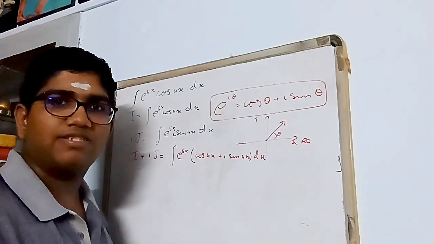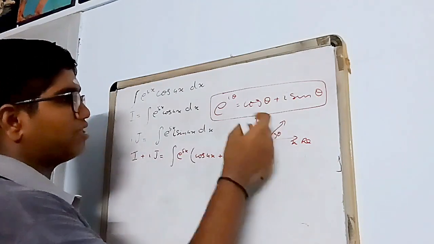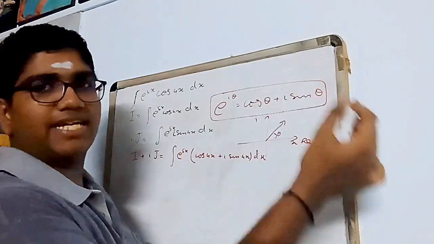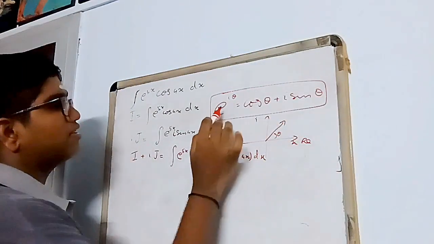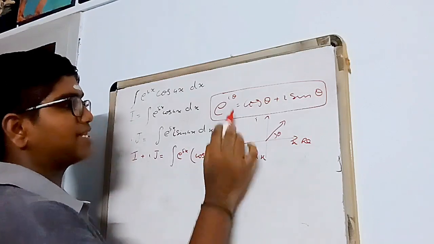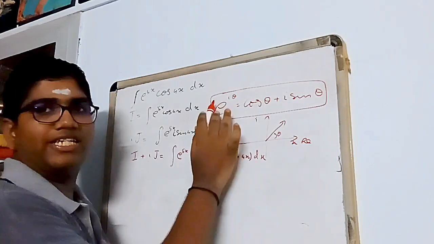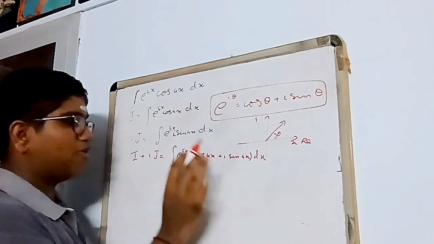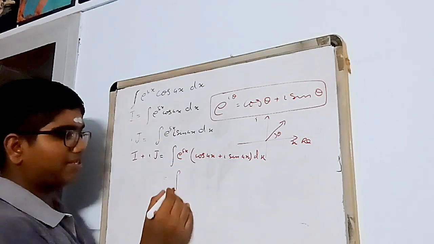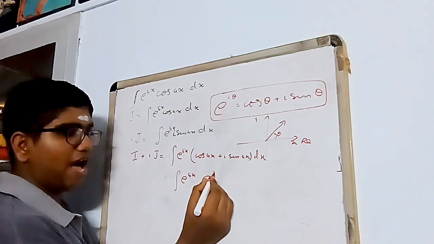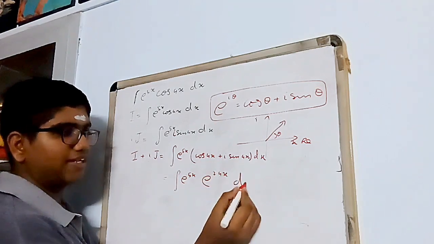The interesting part is that in this question, if you take e raised to i theta equal to cos theta plus i sin theta, notice cos 4x plus i sin 4x is exactly what e raised to i theta is, with 4x instead of theta. Thus we can simplify this to integral e raised to 5x into e raised to i 4x dx.